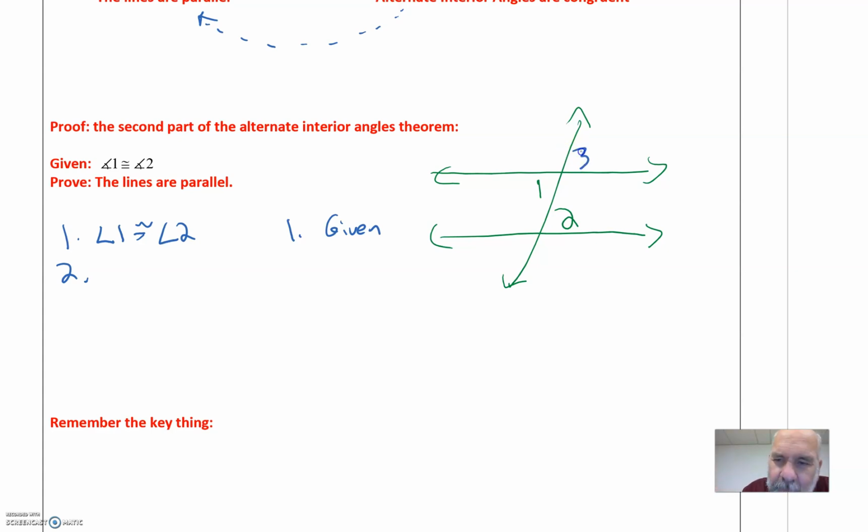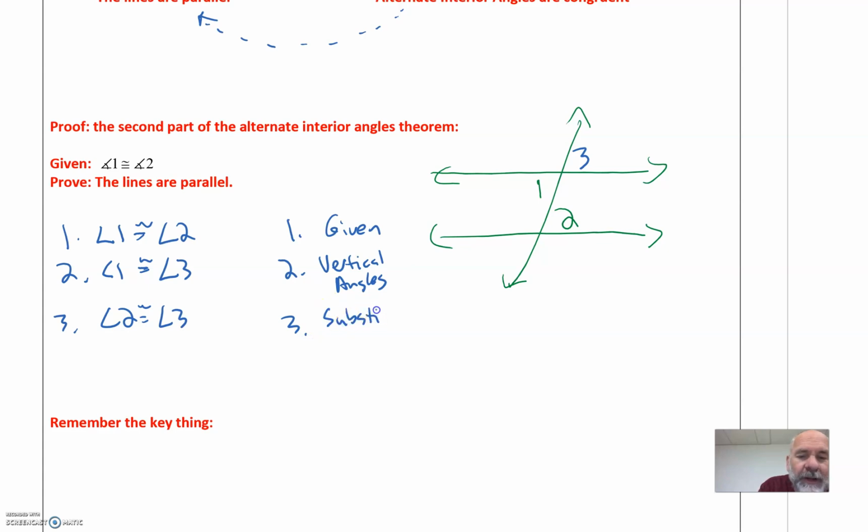Let's go with this one. So remember, you can always add a label to something that you want to work with, even if it's not labeled in the drawing. So I'm going to mark angle 3 there and say, well, then I know angle 1 has to be congruent to angle 3, and that's vertical angles. So 1 is congruent with 2, and 1 is also congruent with 3. That means angle 2 is congruent to angle 3. And you could give it a substitution or transitive property reason; I would accept either.